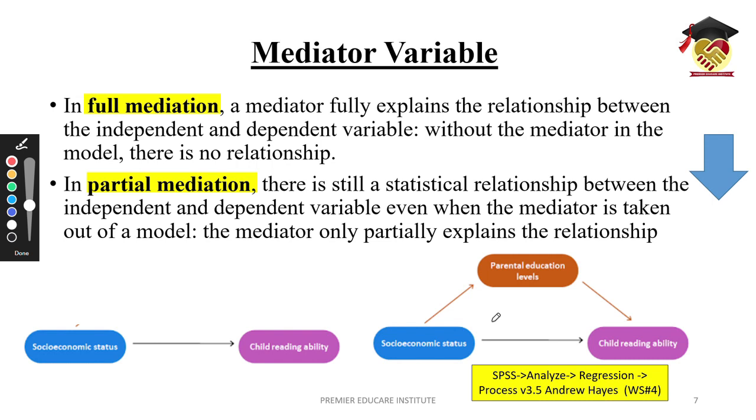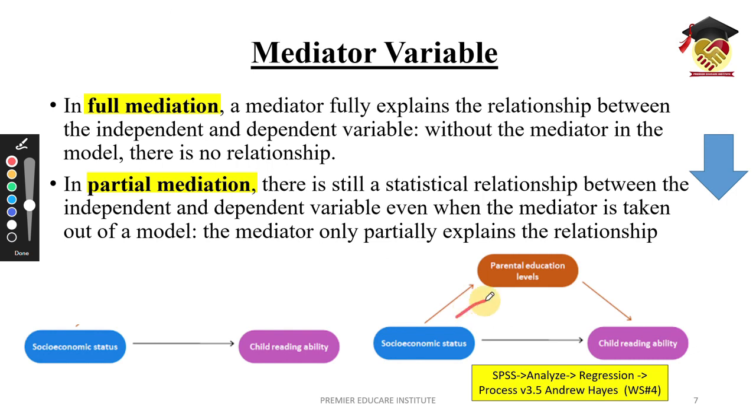Okay. So now what is your research? You have to investigate this independent variable or your factor, only one factor identified for the time being: the impact of the socio-economic status on the child reading ability, directly and indirectly through the parental education level, right? Okay. Now we have to measure this one. If this direct effect is not significant, that means we can say full mediation.